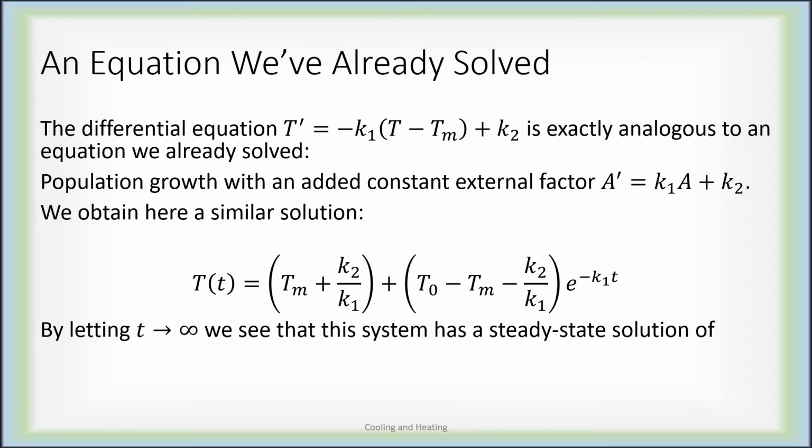But what happens as t goes to infinity with our new solution here? Well, K1, remember, was positive. So e to the negative K1t goes to 0, and this entire term drops out. So as t goes to infinity, there is a constant solution: the temperature of our object is that of the medium plus K2 over K1.